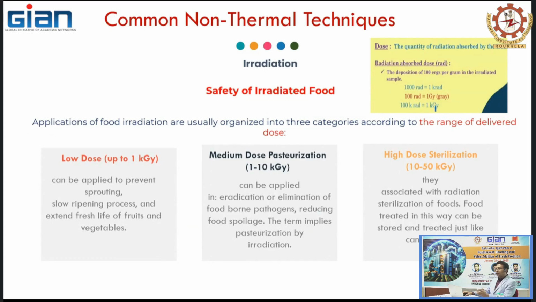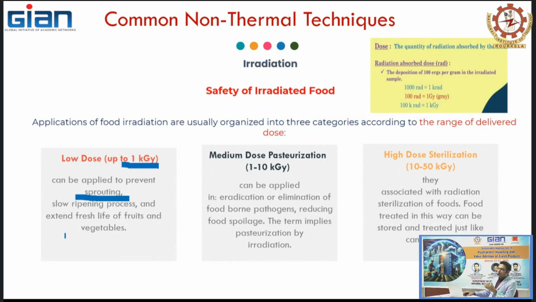So they categorize this according to what type of dose we are giving to the product. It may be low, medium, or high dose. Like low dose, up to 1 kilogray, is mostly used to prevent sprouting, reduce the ripening process and extend the shelf life.